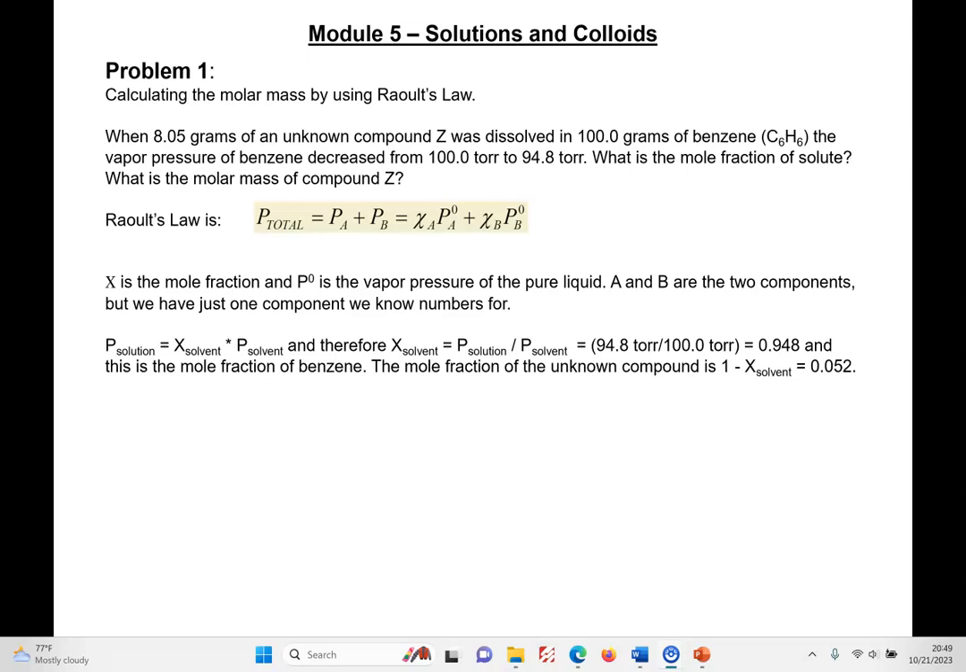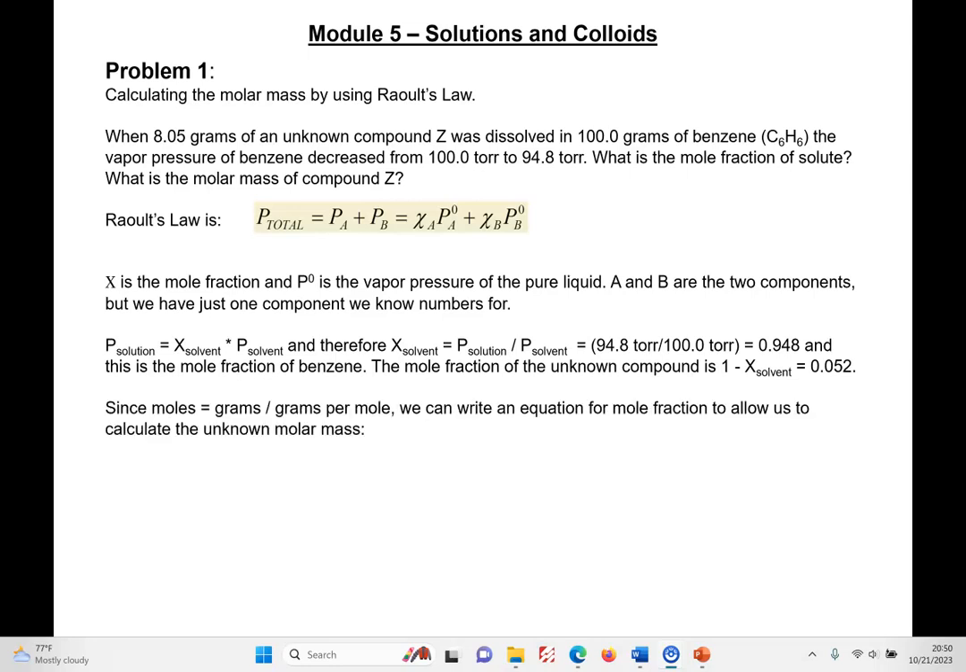And now we have two pieces of data that we actually know. We know P solution is 94.8, and we know the pure pressure is 100.0. So we get 0.948, and that's the mole fraction of benzene. Therefore, the mole fraction of the unknown compound must be 1 minus the mole fraction of the benzene. So we can do that subtraction and get 0.052.